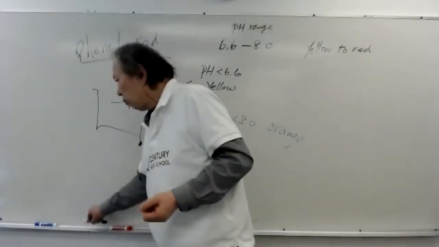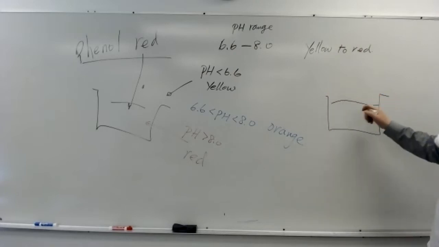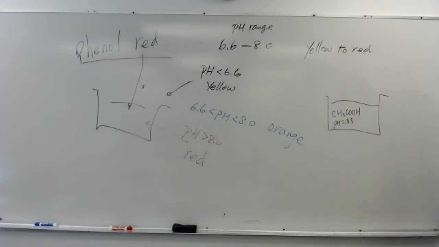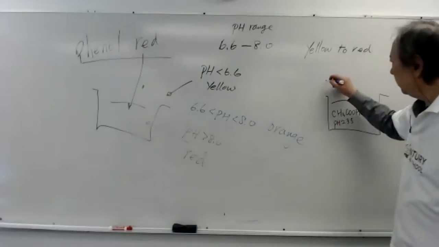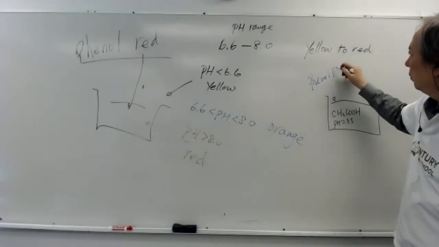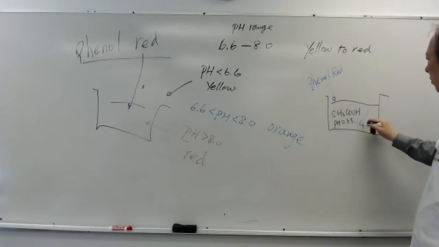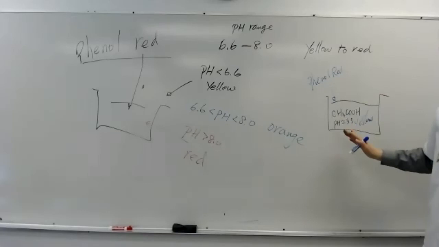For example, I'm going to show you one simple example in here. If I have something like CH3COOH, a weak acid, maybe in the beginning the pH is around 3.5, just for example, maybe it's not true, just to give you the example. If I add phenol red in here, then this one will become yellow first, because the pH is smaller than 6.6.